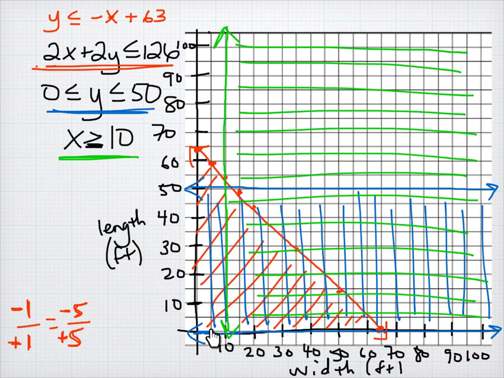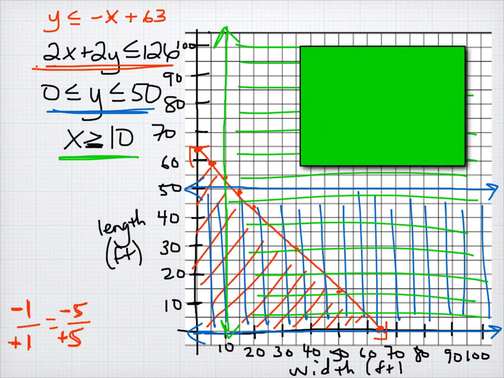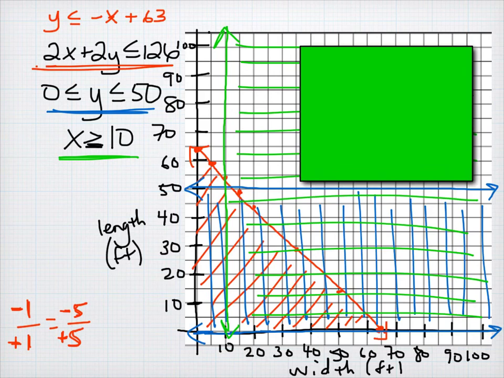So say that they asked you to pick 3 sets of ordered pairs that would be the values, the length and the width of the dog run.